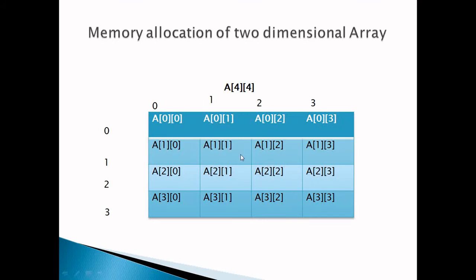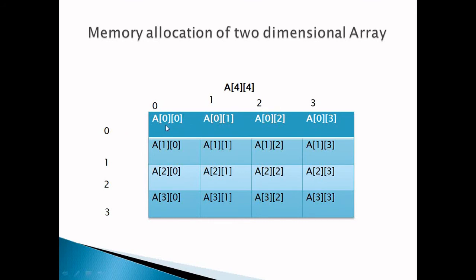Here I have already designed a memory allocation for a two-dimensional array. Already I have declared one array. Its name is A, which contains 16 elements. Row size is 4 and column size is also 4. So 4 into 4 means 16 elements. It can store 16 elements.